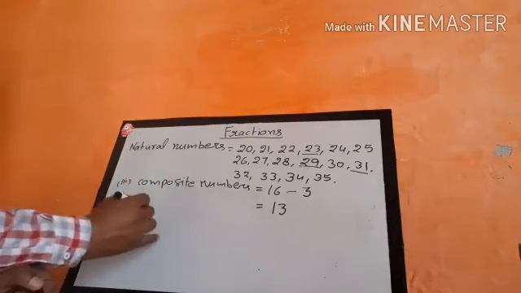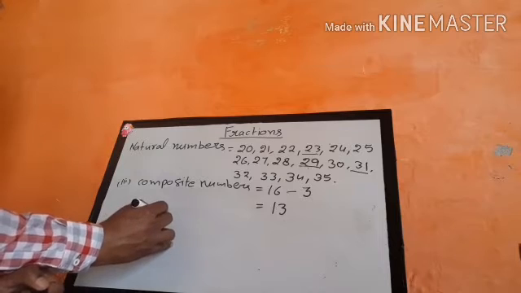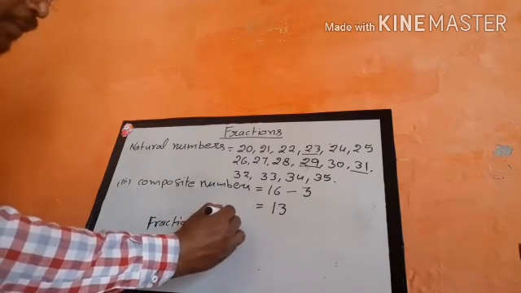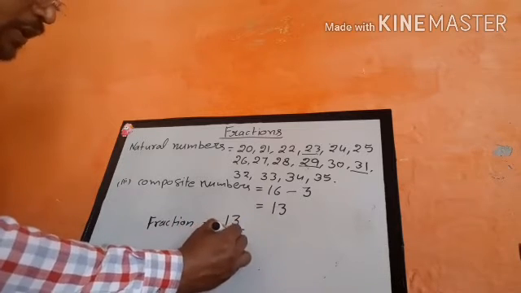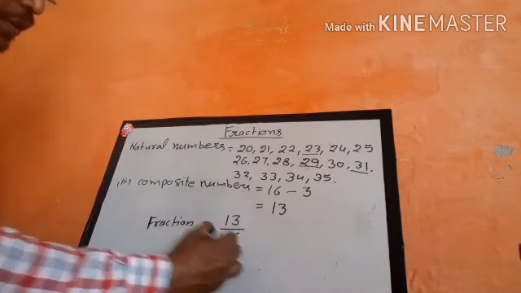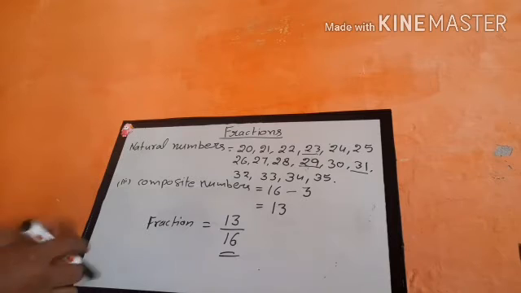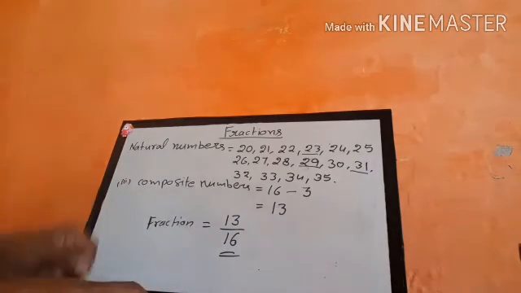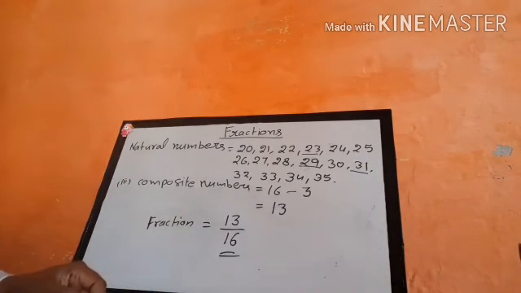So let's find the fraction. It will be composite numbers upon total numbers. So here is your answer. Students, always keep in mind that you should write the total numbers always in the denominator, right? So come to the next point.